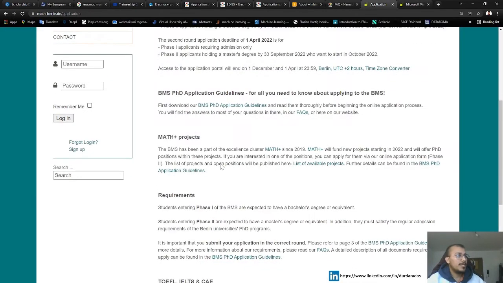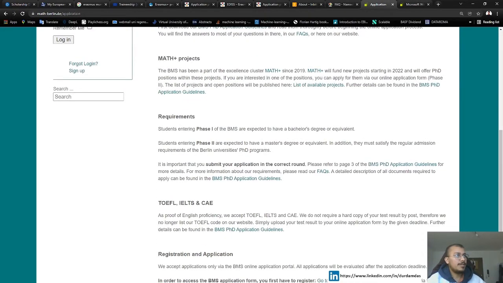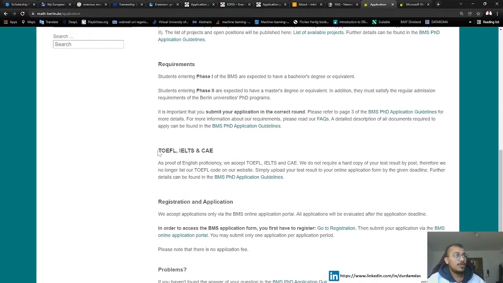Okay, the next is the requirements. It's standard documents that you need, and these are the guidelines for the BMS PhD application. I won't open this, but if you are applying in this, you must read everything. They also require one of the TOEFL, IELTS or CAE exams. These are all English proficiency exams.